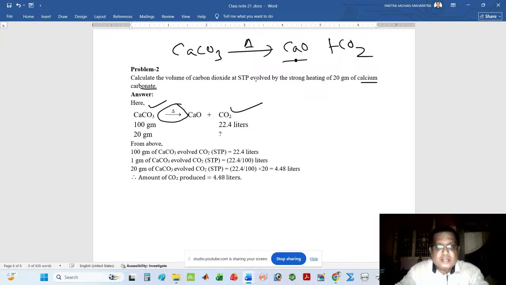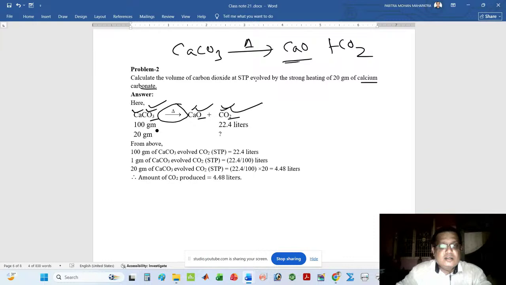So the equation is CaCO3 under strong heating gives CaO plus CO2. Look at that, here all are balanced. There is no necessity to balance again. Look at that here, one calcium, one carbon, three oxygen. This is one oxygen, this is two oxygen. So on both sides the elements are the same.